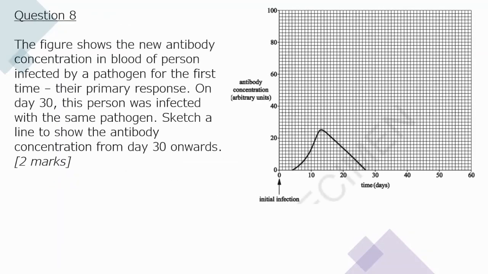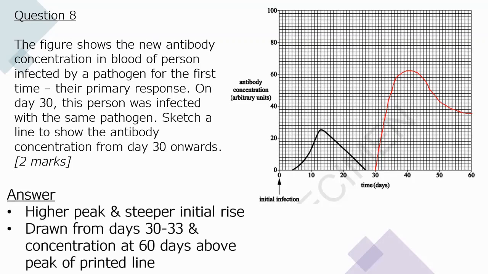Question 8. The figure shows the new antibody concentration in the blood of a person infected by a pathogen for the first time, so their primary response. On day 30, this person was infected with the same pathogen. Sketch a line to show the antibody concentration from day 30 onwards. So we know that if the person is infected with the same pathogen, this is the secondary immune response. So the secondary immune response is more rapid, so it takes a shorter amount of time to produce a higher concentration of antibodies. So our sketch is going to look something like this, and our answer can be shown here.